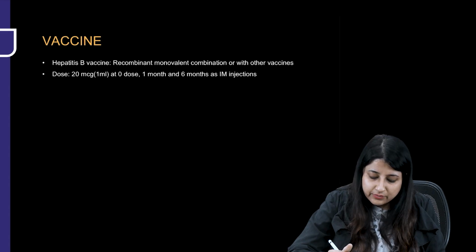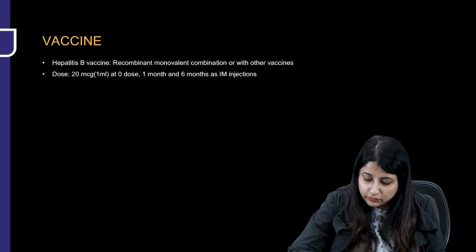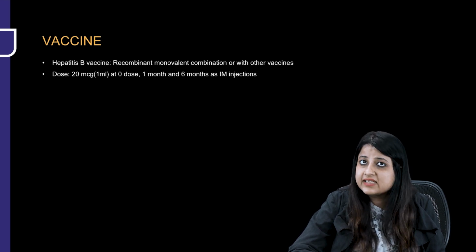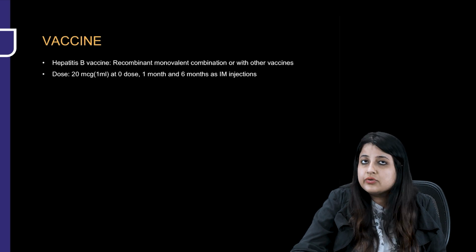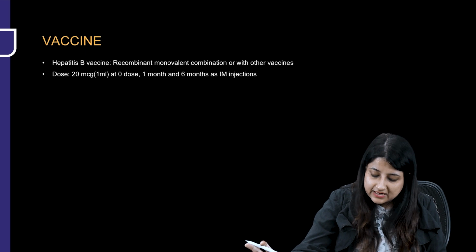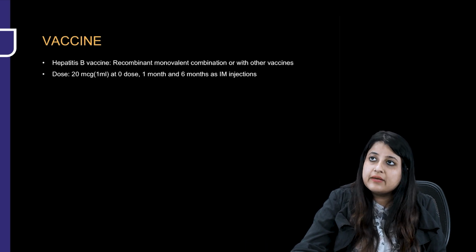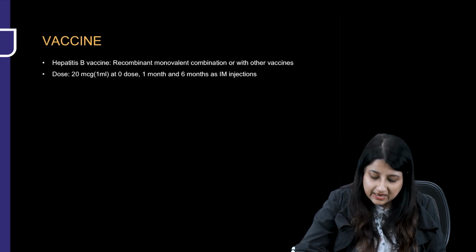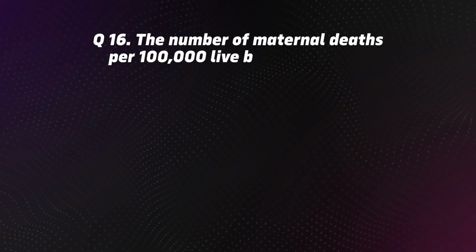Vaccine of hepatitis B, we all know it is a recombinant vaccine, monovalent. It is given at 0, 1 and 6 months. Now suppose you took your 1 month dose and you forgot, you did not then take your 6 months injection. When you remember, you please take it. Don't restart your vaccination.